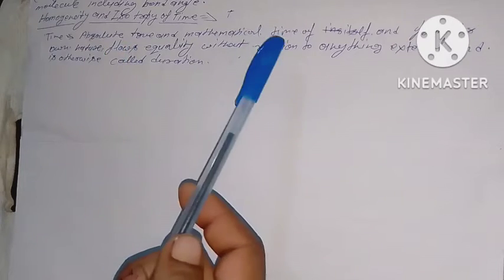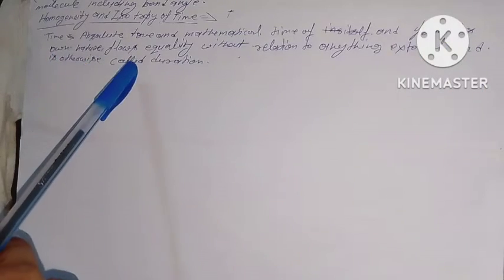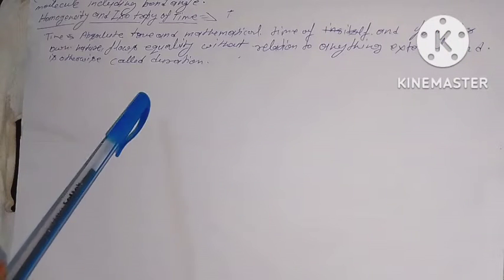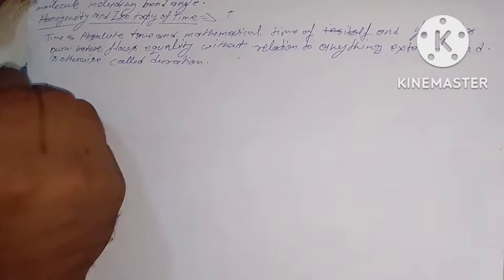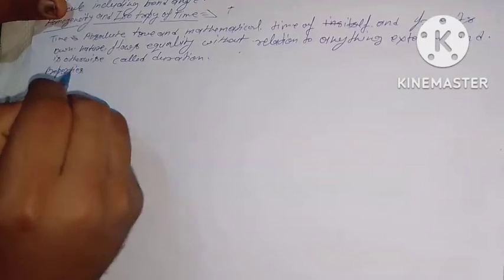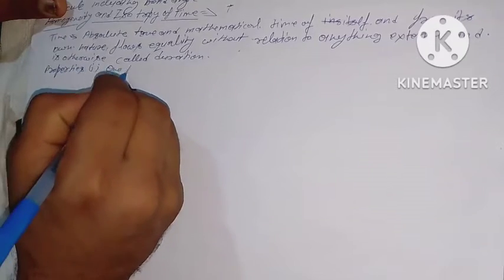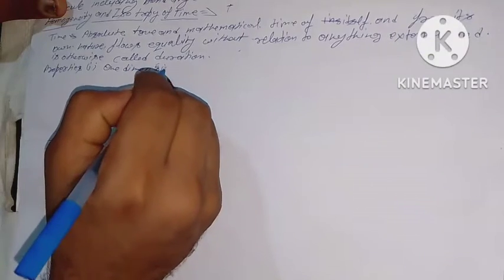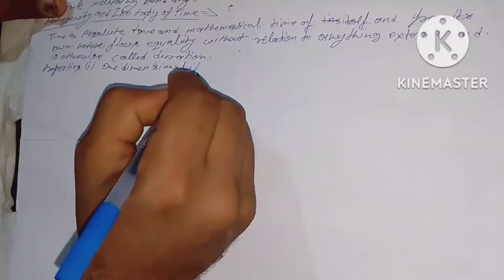Absolute, true and mathematical time, of itself and from its own nature, flows equably without relation to anything external and is otherwise called duration. First, the properties. First, one dimensionality.